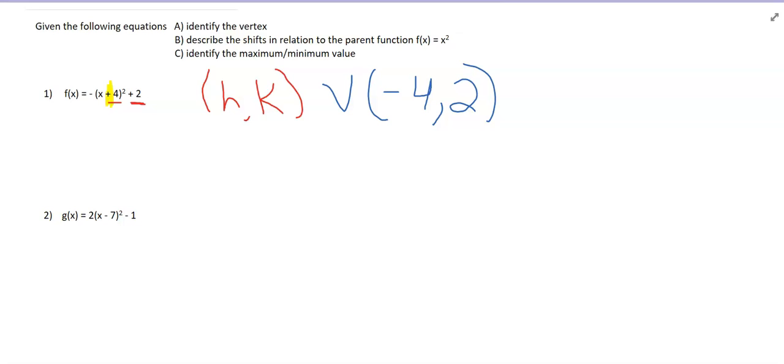Part B says to describe the shifts in relation to the parent function. So if I begin with x squared and move according to the new equation, I look at my vertex, and that's telling me the x is shifting -4, which means it's going left 4, and it's shifting +2 in the y direction, which means it's going up 2.